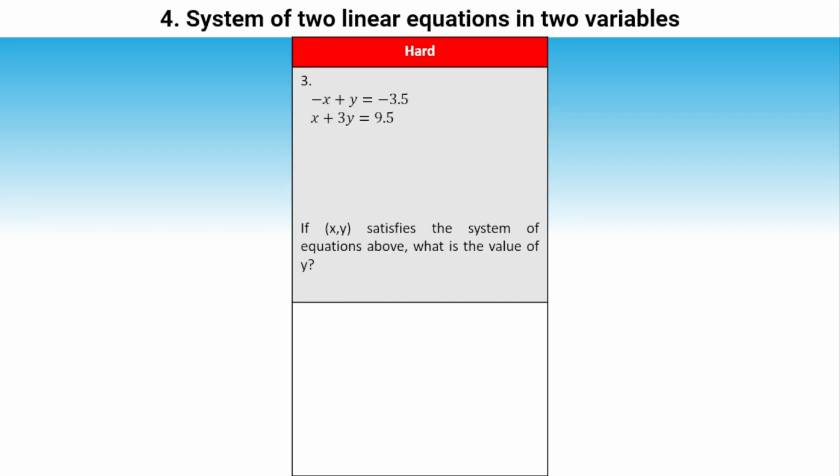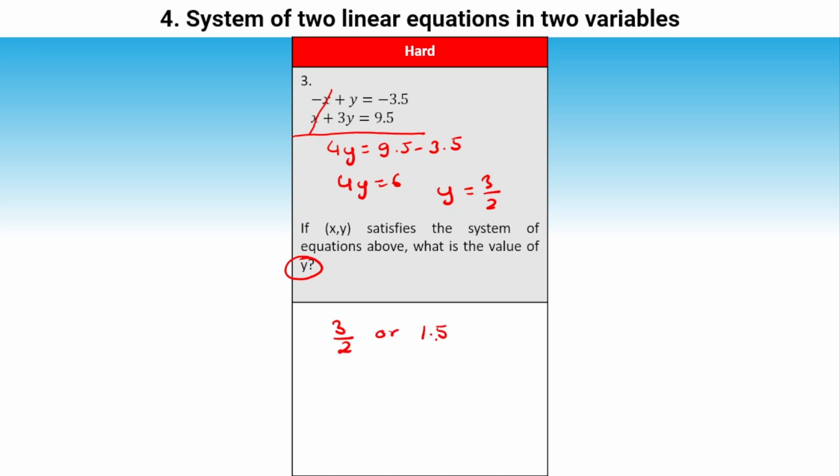So next one is a hard question. There are two equations given. I think we have to find the value of y. So very easy, right? Just add those two. If you add those, this will cancel out. So this is 4y, and if you see here, that is 9.5 minus 3.5. So that will be 4y equals 6. So y will be equal to 3 by 2. So our answer is 3 by 2, and the way you can input it is you can also type 1.5. That will also be no problem. So both are correct answers. So let's move to the next one.